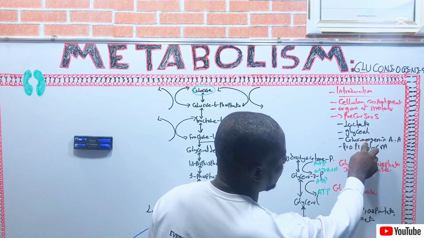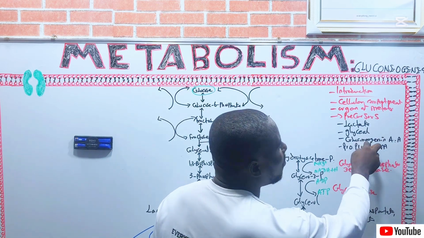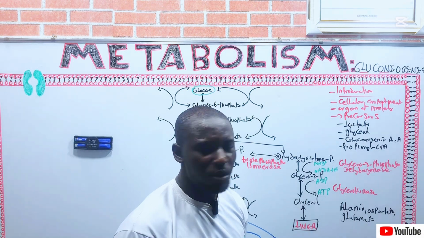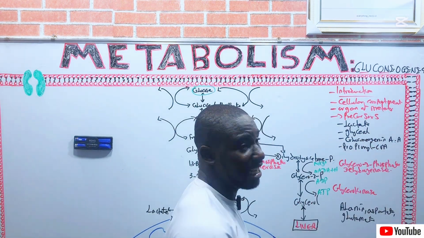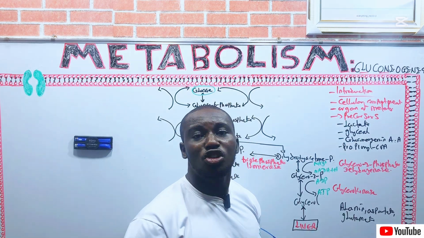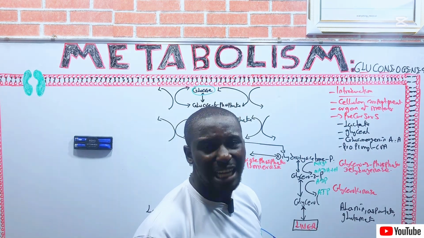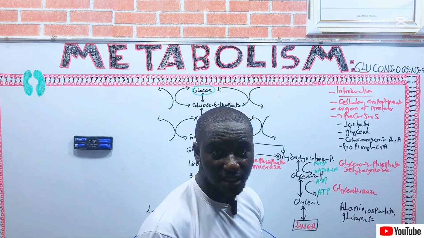Okay. Now, among these four precursors of gluconeogenesis, the primary substrates or precursors are lactate and glucogenic amino acid. Lactate and glucogenic amino acid are the major precursors of gluconeogenesis, whereas glycerol and propanoyl-CoA of odd-chain fatty acid are the minor source of glucose from gluconeogenesis. That means they are the minor precursors of gluconeogenesis, right?